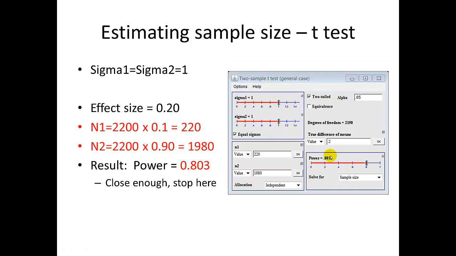This time, I'll assume a total sample size of 2,200. N1 now becomes 220, N2 is 1,980, and the resulting power is 0.8032. That's close enough, and we'll stop here. So for a study with a continuous predictor variable, we estimate that we will need a total sample size of 2,200, assuming that 10% of our population will have the outcome and that the effect size is 0.2.